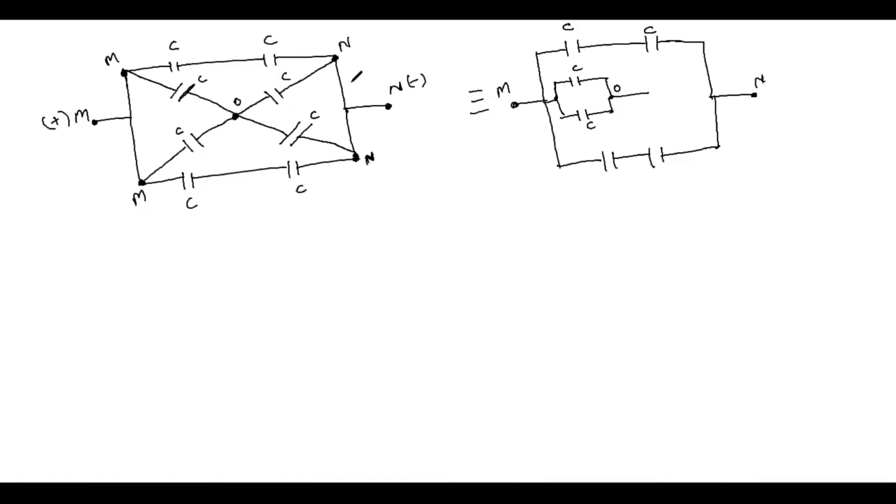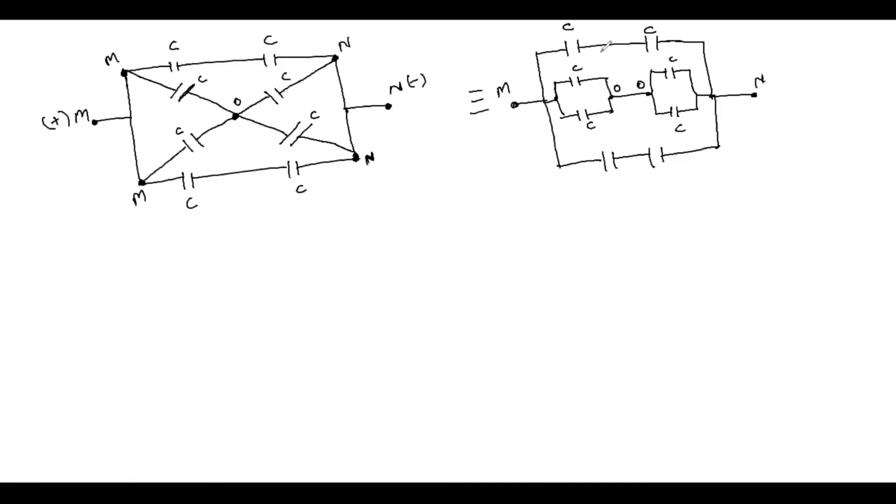Similarly, from point N, we have two capacitors connected to this point O. So O is a common point for these four capacitors. Let's say this is again a point O. You connect this capacitor C to point N, and you connect this capacitor C to point M. So this is the equivalent circuit diagram for this circuit.